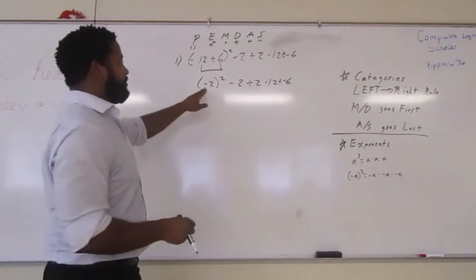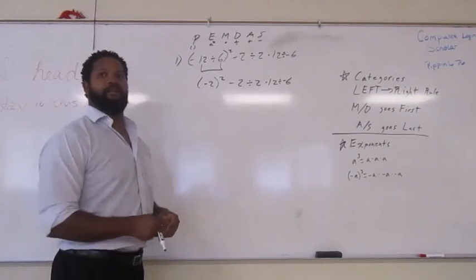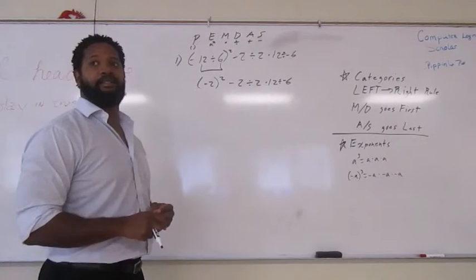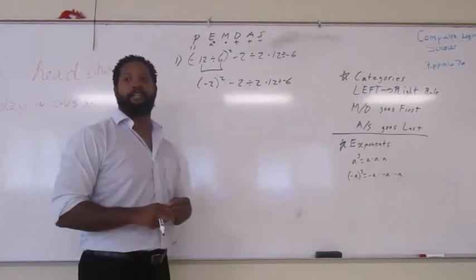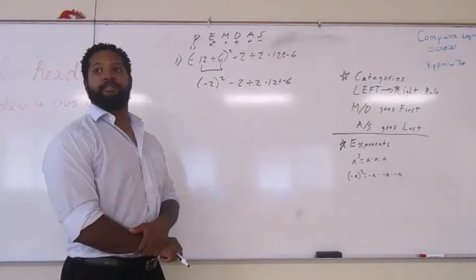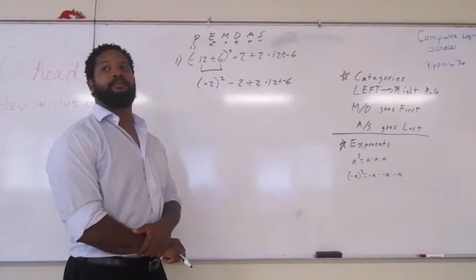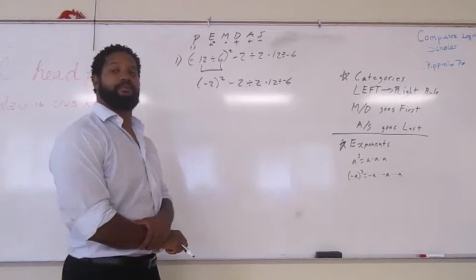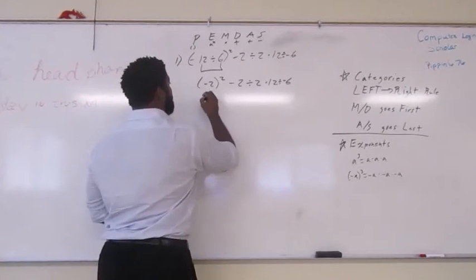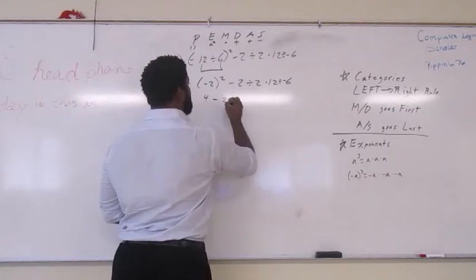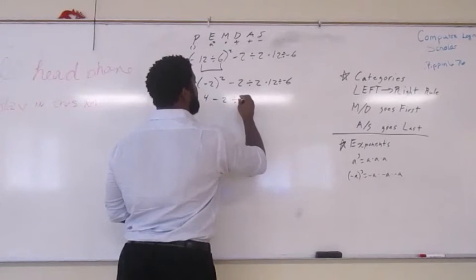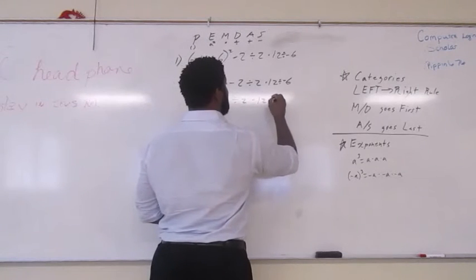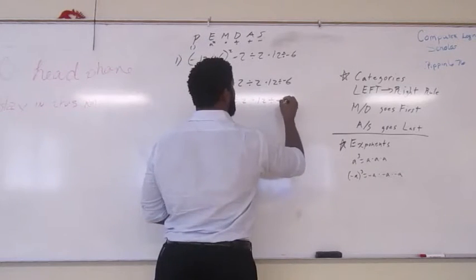So, when looking at this, negative 2 squared. What's negative 2 times negative 2? Negative 4. Negative times a negative is, oh, I mean positive. 4 minus 2 divided by 2 times 12 divided by a negative 6.